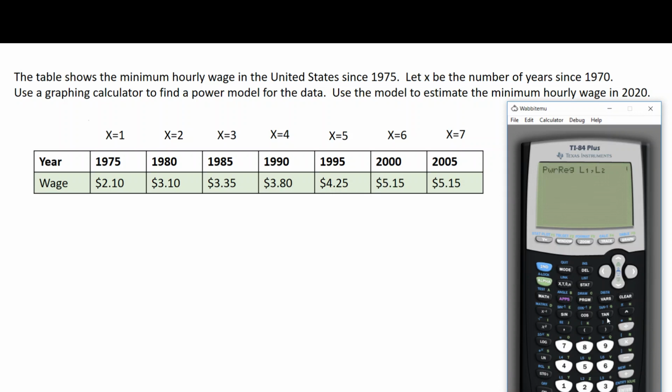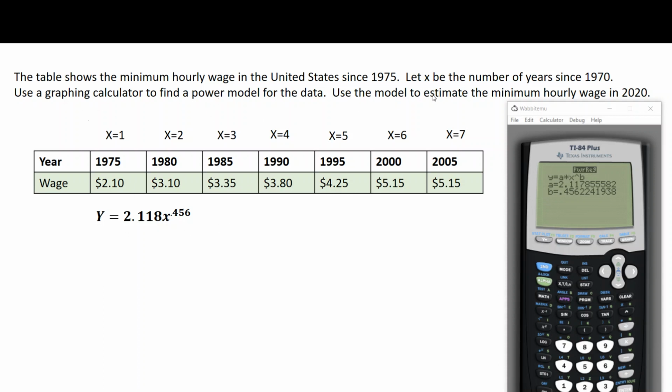When we do, it comes up and says Y equals A times X to the B power, and A is going to be 2.118 and B will be 0.456. So we can just write our equation out. Y equals 2.118 times X to the 0.456. All right, so now we have a power model for this data.